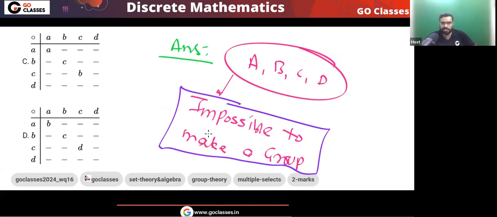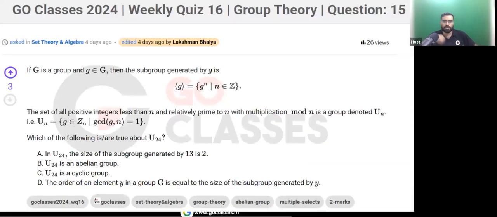Okay. So very interesting. Is there anyone here who did it correctly in the quiz? During the quiz, did you get these 2 marks? Anyone? Okay, let's move on. So let's see this one, question number 15.